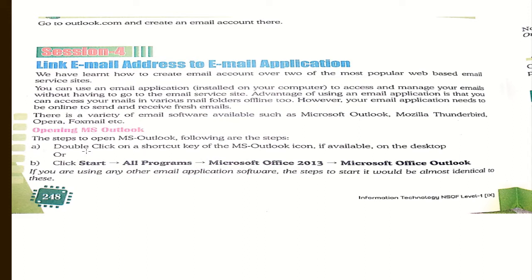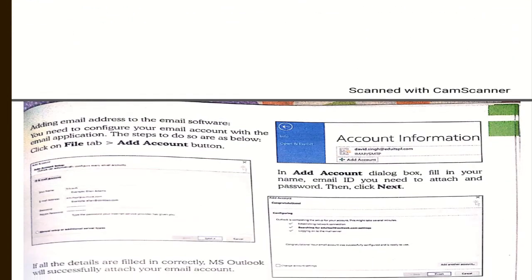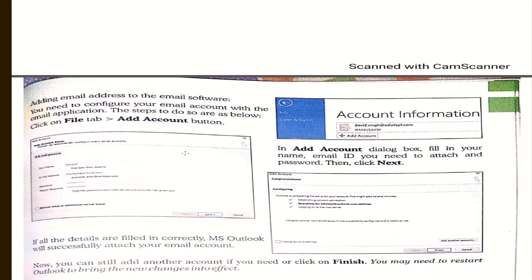For that you need to follow some steps. First, double click on the shortcut icon of MS Outlook if available on the desktop, or click on Start, All Programs, then Microsoft Office, any version, 2013 or any other version. Then click on Microsoft Office Outlook. When you click on it, a pop-up window will appear. In that, you need to add your email address to the email software. How? Click on the File tab, then Add Account. When you click on Add Account, some information will be asked. Fill it in and then finish it.